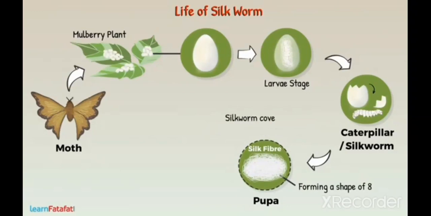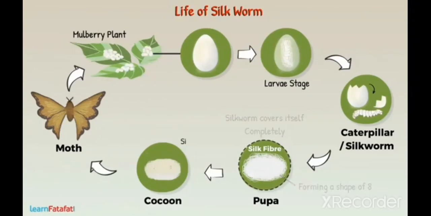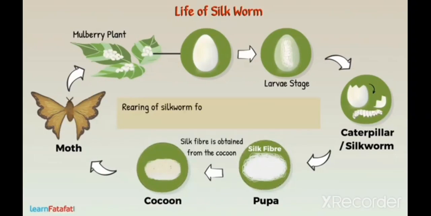The silkworm covers itself completely and enters the next stage of its life cycle called pupa. The covering so formed is called cocoon. Inside the cocoon, the pupa grows and becomes a moth. The silk fiber is obtained from the cocoon of the silkworm. The rearing of silkworm for obtaining cocoons made of silk fibers is called sericulture.